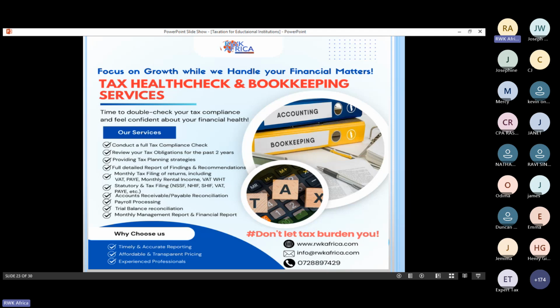Then on the services, we have different services that we offer here at LWK. We have the tax health check and bookkeeping services. So as we were talking about tax compliance, you don't know whether you have been compliant or the tax implications that we have. You can engage us for a tax health check service and also for bookkeeping services. We offer the bookkeeping services on a monthly basis at a very affordable price. So it's upon you to contact us and talk to us, so that we can have an agreement on how to assist you or work together.